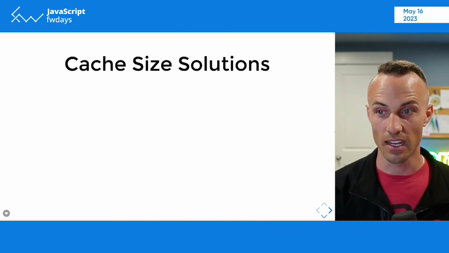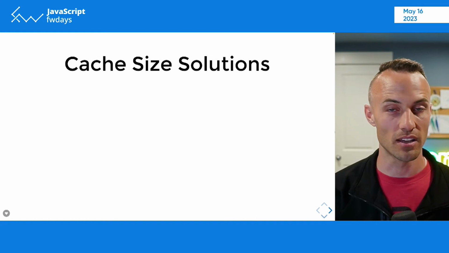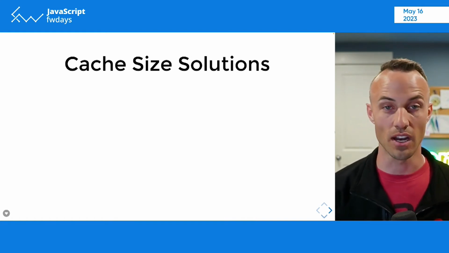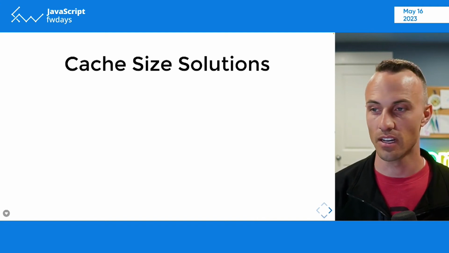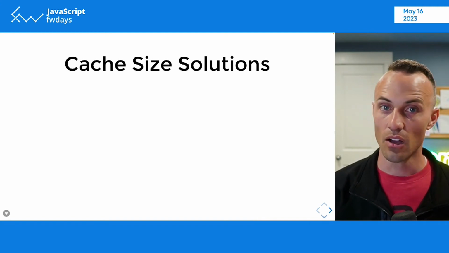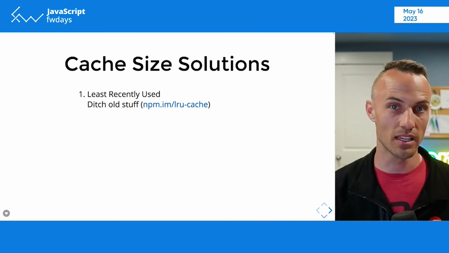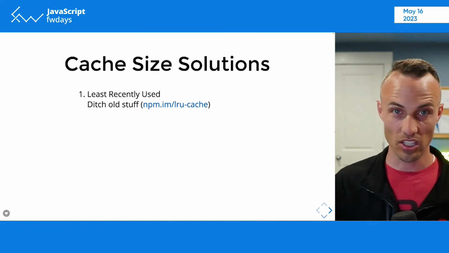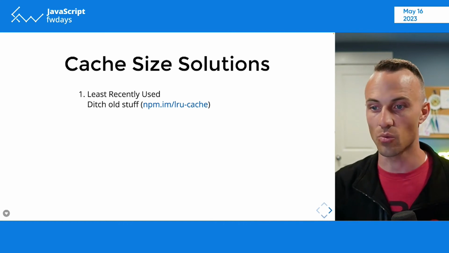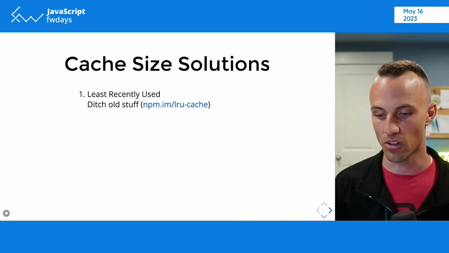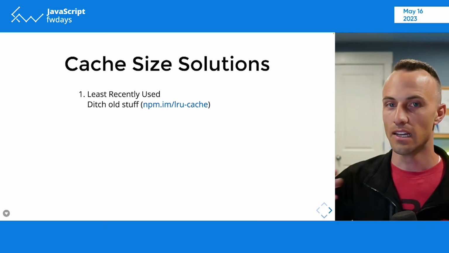So cache size is definitely a consideration, and you almost never should use an object for your cache, not like this. So what do you use? Instead, you can use the least recently used strategy, which actually can be implemented in various ways. But the idea is you just get rid of old stuff. So stuff you haven't accessed recently, get rid of it.